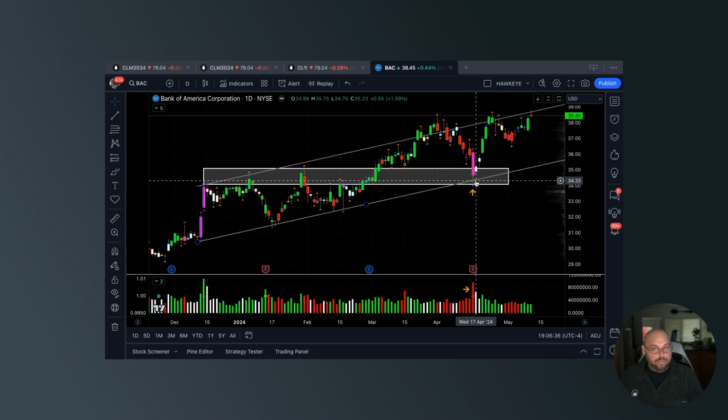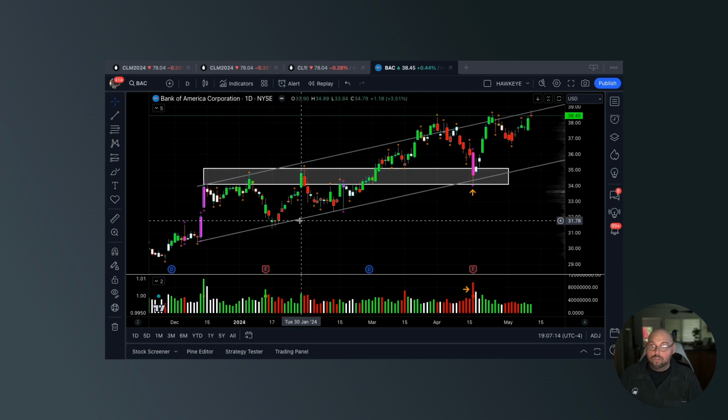This lower channel line, it tested, and it also tested what was previously resistance, these highs, now newly appointed support based on this candle right here. We closed above, retested, closed above, came a little short of retesting right there. So to me, I have an area or a zone that was previously resistance, which should now be considered newly appointed support, and I have an upward trend line, which is part of the formation of a channel structure that has now been touched for the 7th time.